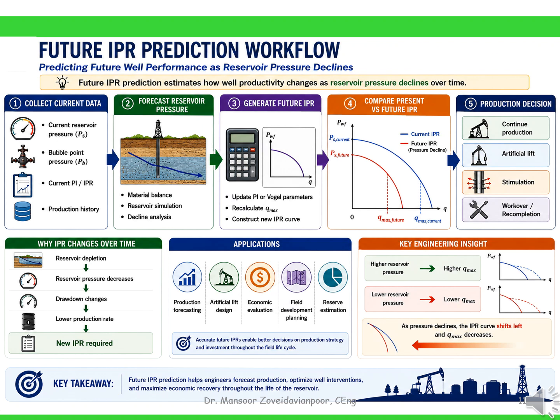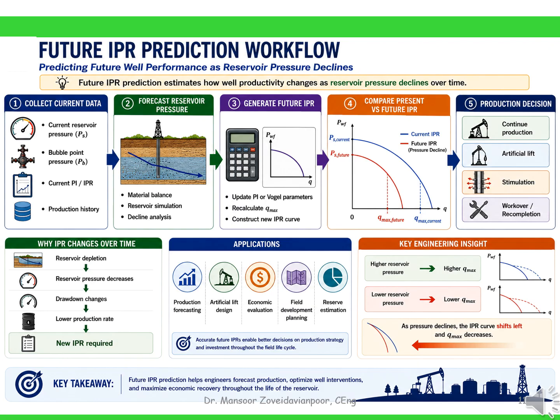Today, the reservoir pressure is 4,000 psi, and the well can produce 2,500 stb a day. After several years of production, the pressure declines to 3,000 psi. Without changing the well completion or surface facilities, the maximum production rate may fall to 1,700 stb a day. Nothing has gone wrong with the well. The reservoir simply has less energy to drive the fluids.